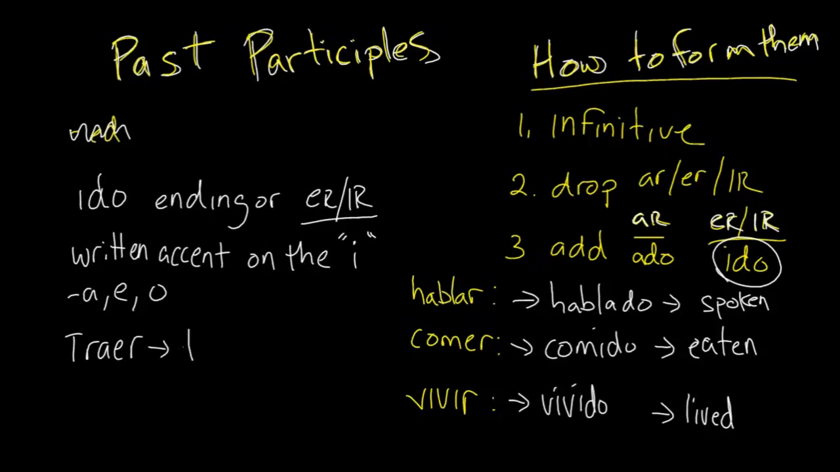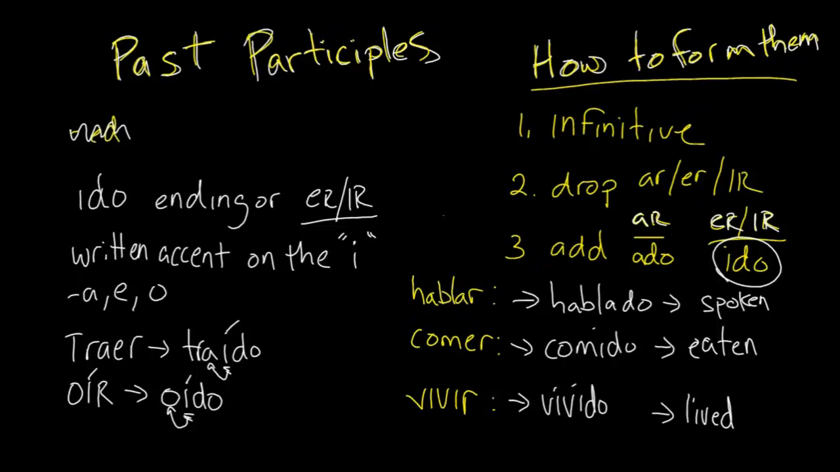Take off your ER and add -ido. So when this I directly follows an A, an E, or an O, we're going to put an accent on there. Let's look at one more. Oír. Take off our IR. Our I is directly following an O, and we're going to put on an accent.